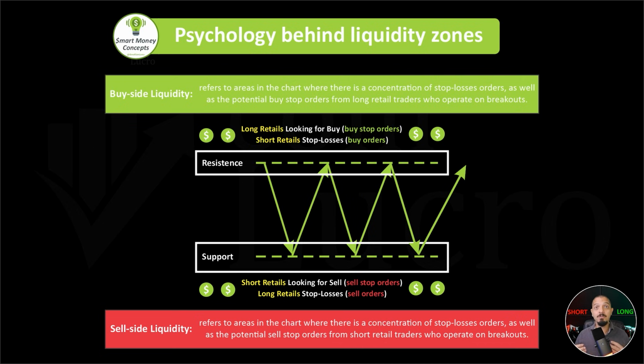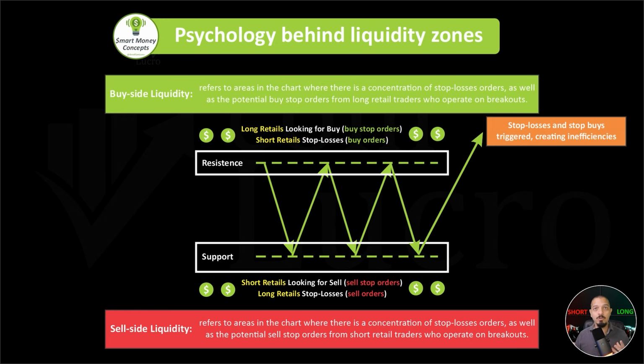Suppose the price is moving towards equal highs, and retail traders start selling as it nears the resistance, placing their stop losses above it. If the price pushes upward and breaks through the resistance, it triggers the stop losses of those who entered short positions, generating significant buying pressure as these short positions are covered. Additionally, it activates the buy stops of traders entering long positions post-breakout.